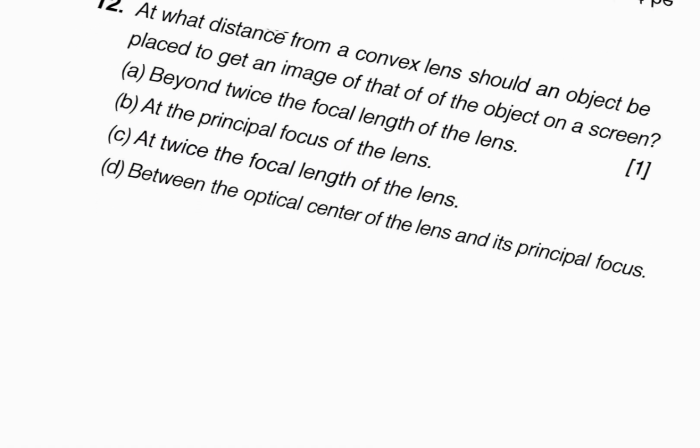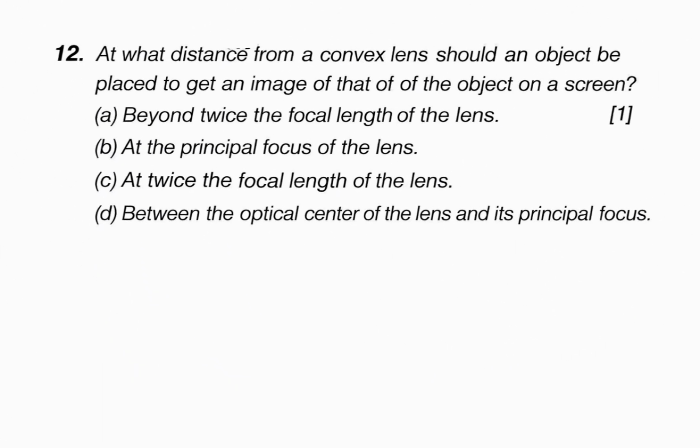Our first question is based on lenses. So let me read the question first. At what distance from a convex lens should an object be placed to get an image of the object on the screen? So options they given. Option A, behind twice the focal length of the lens. Option B, at the principal focus of the lens. Option C, at twice of the focal length of the lens. Option D, between the optical center of the lens and its principal focus.